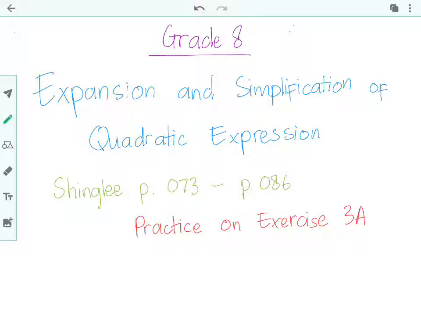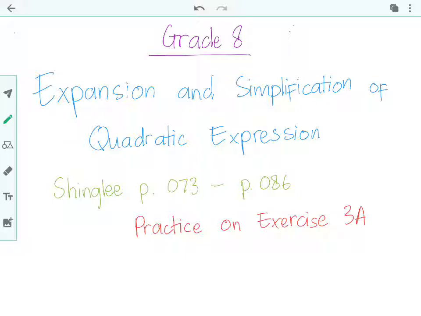Okay, good morning students. So today we are going to learn about the expansion and simplification of quadratic expression. This material can be found in Shinglee textbook page 073 to page 086. We are also going to have some practice on exercise 3A. Some of the examples will also be taken from the practice now in the textbook.